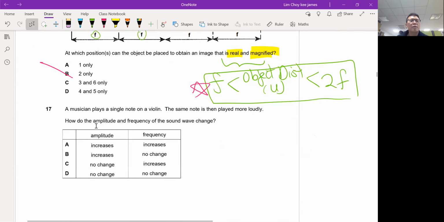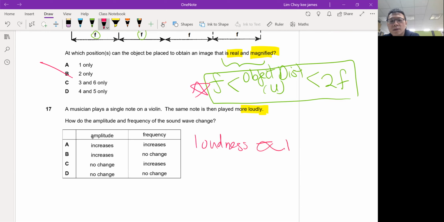Now for 17, it is a classic example of pitch and frequency. The keyword here is loud. Loudness, we know, depends on what? It is proportional to the amplitude. The higher the loudness, the higher the amplitude, the louder the wave. So if I want a louder sound, my amplitude must increase. Since this is the same wave, there is no change in frequency, no change in pitch, nothing, because it's the same note that I'm referring to. So that's why the answer is B.